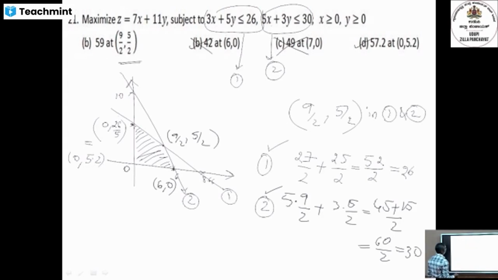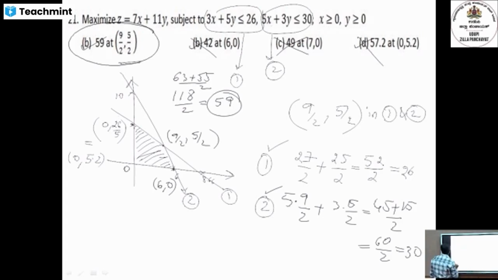And when you substitute (9 by 2, 5 by 2), it is 9 times 7 is 63 plus 55. 63 plus 55 will be 118 divided by 2. So that is 59. So 59 is possible. So immediately 57.2 loses the maximum condition. So the option is A. Option A is the correct answer.